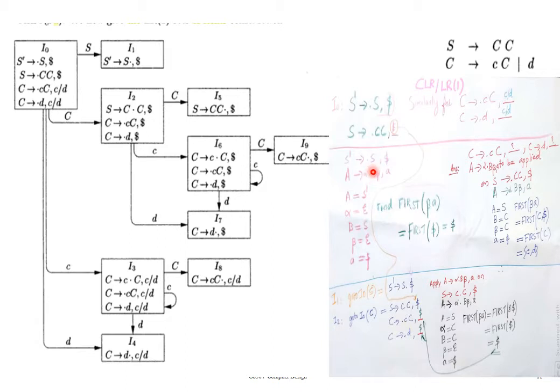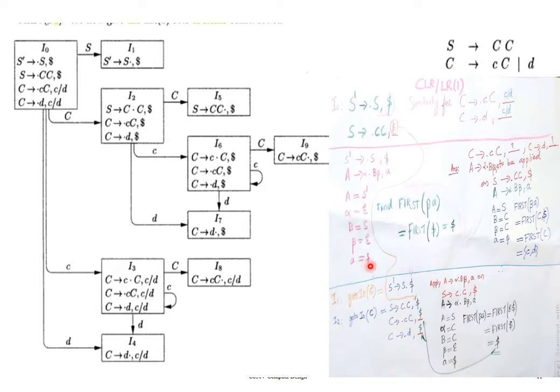Beta is epsilon, so the only remaining one is a. So first of a, that is first of dollar, is equal to dollar. So that dollar is put here. From S dash gives dot S comma dollar, we apply A gives alpha dot B beta comma a, identify first of beta a, and that result will be added as the look ahead symbol of this production S gives dot C C.